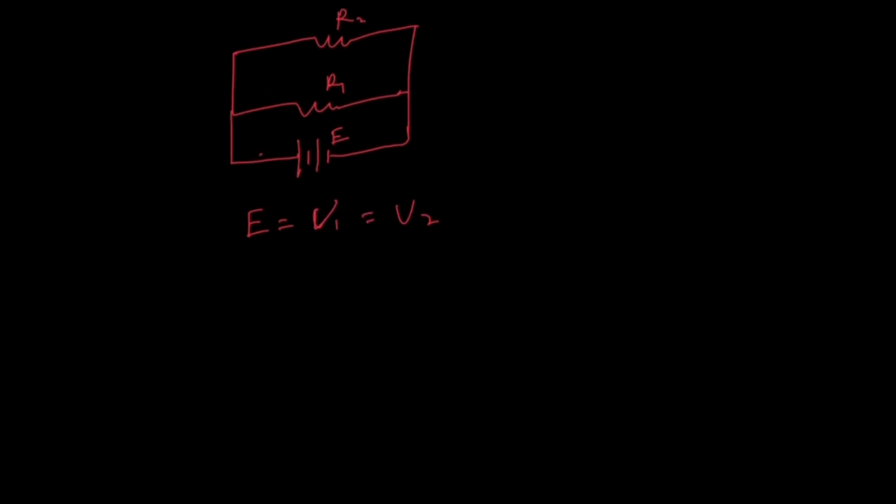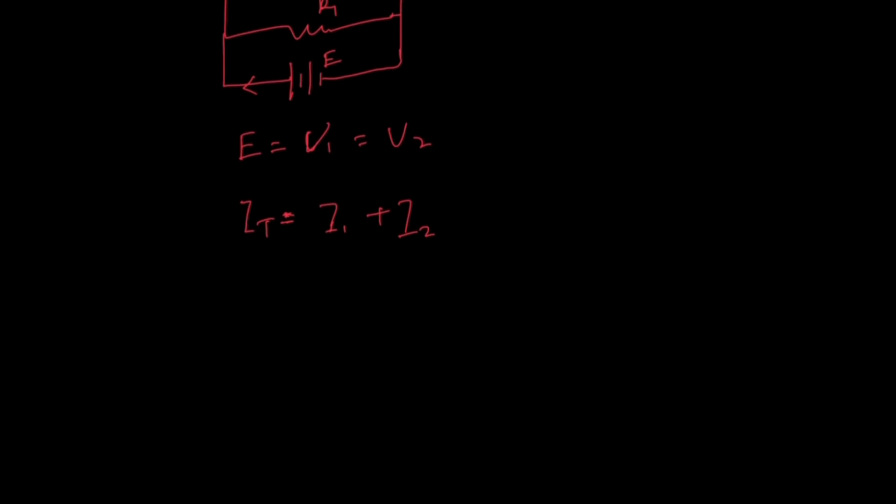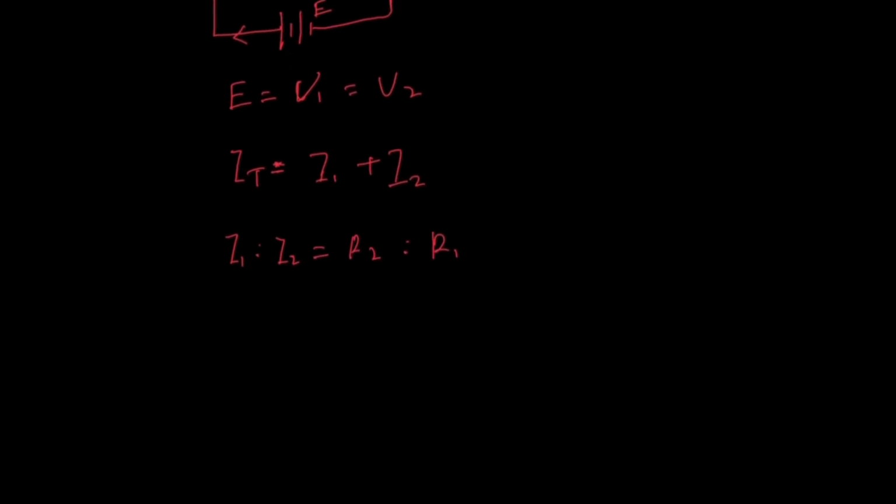The current here, IT, will equal I1 plus I2. And the ratio I1 over I2 will equal R2 over R1. So here, the greater resistor will have less current.